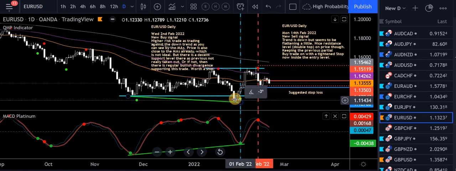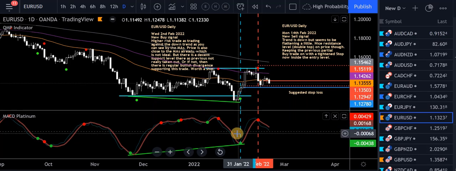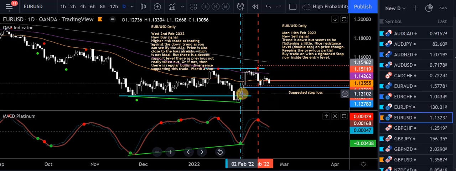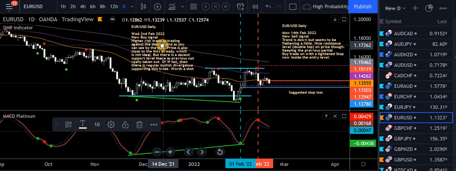I was stopped out of my previous buy. I just leave these on the charts to show you guys on the video what happened. So basically I took a buy in here. It's a high risk one that you can read all about it there. You probably saw it last week in the video.